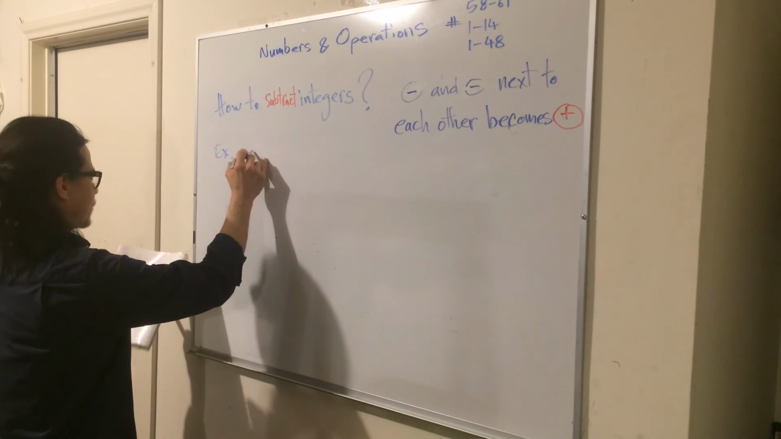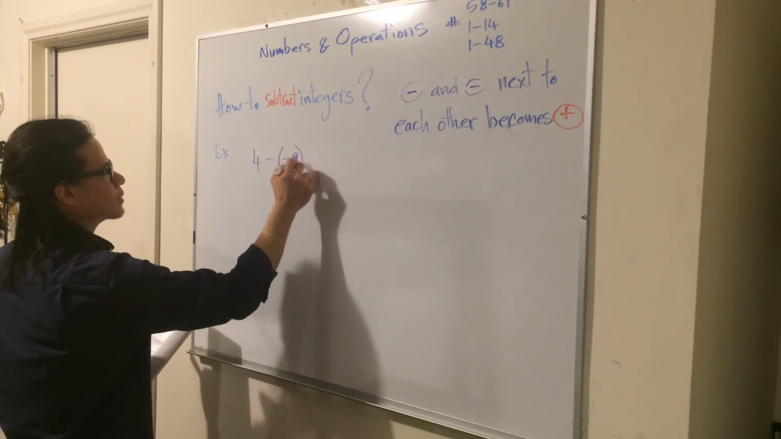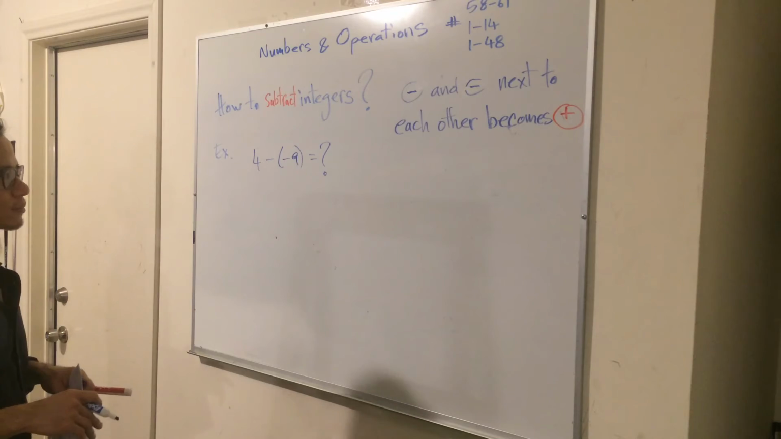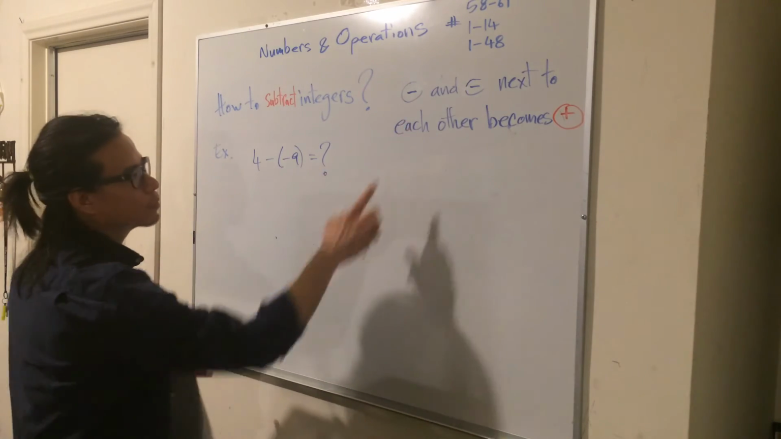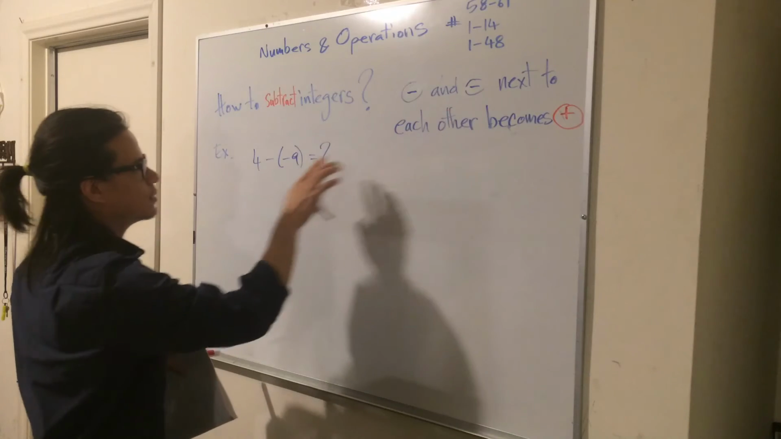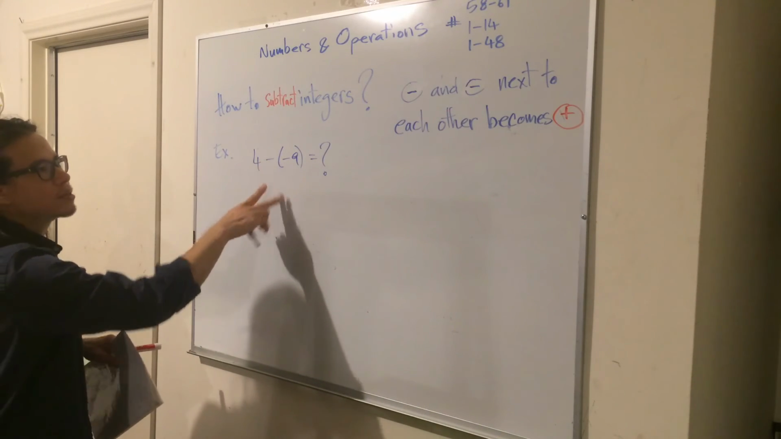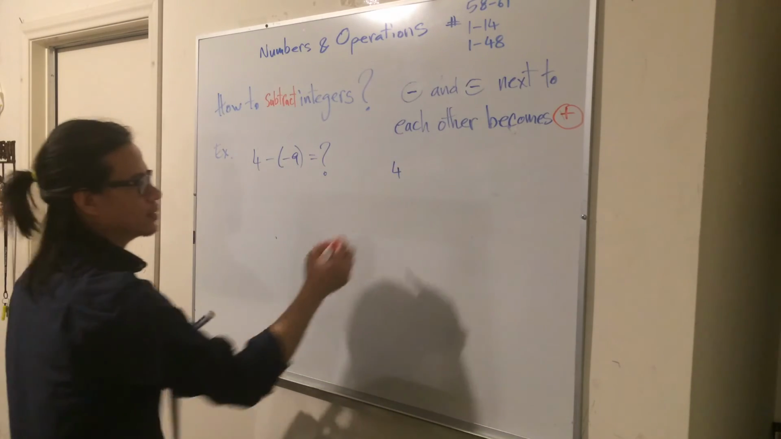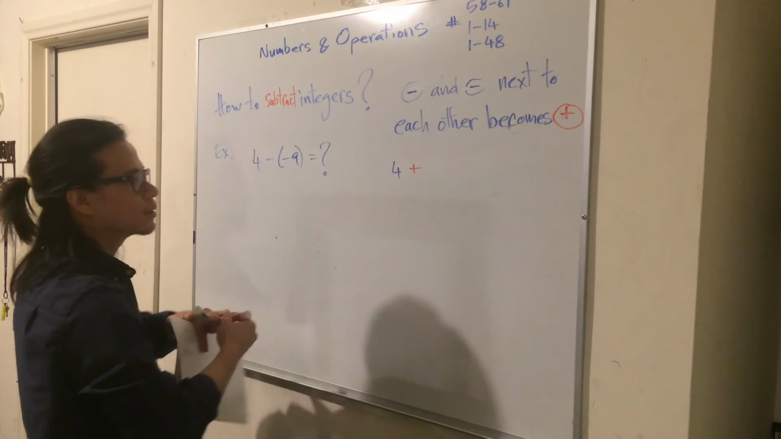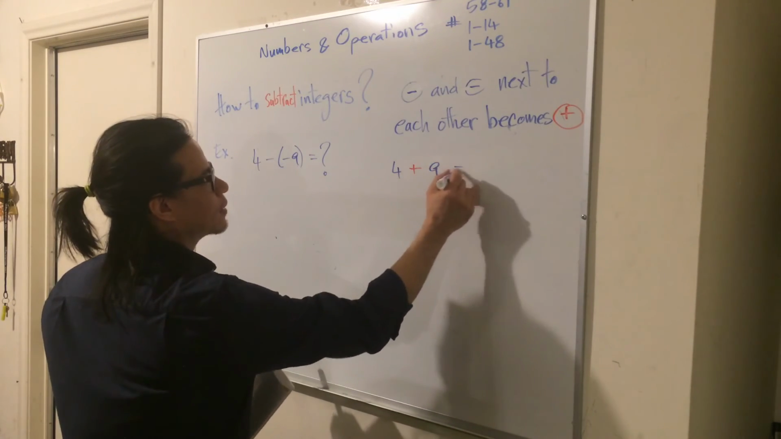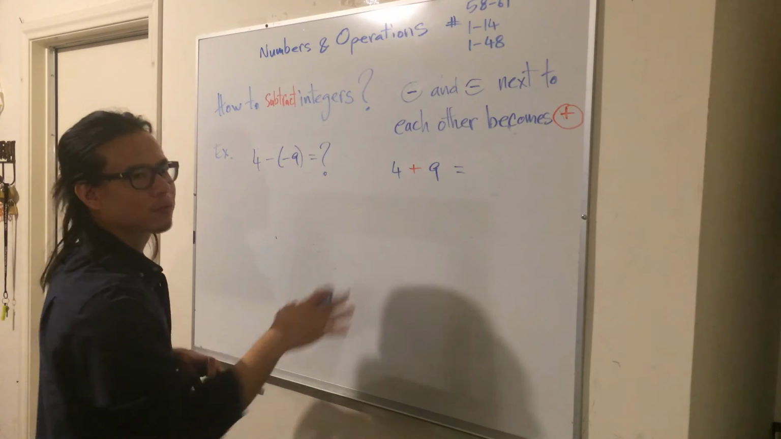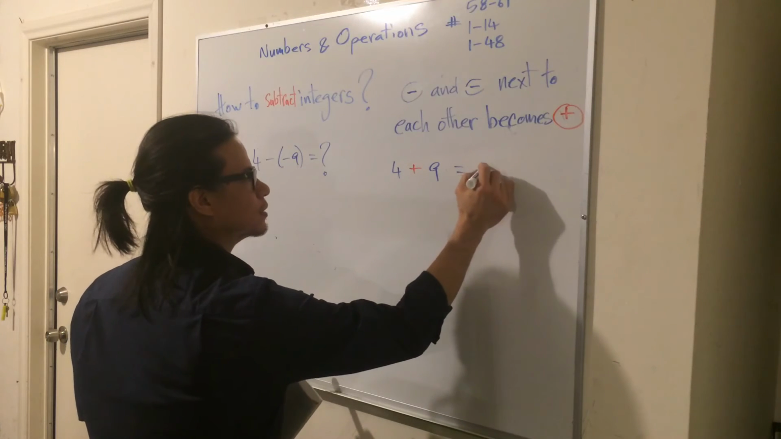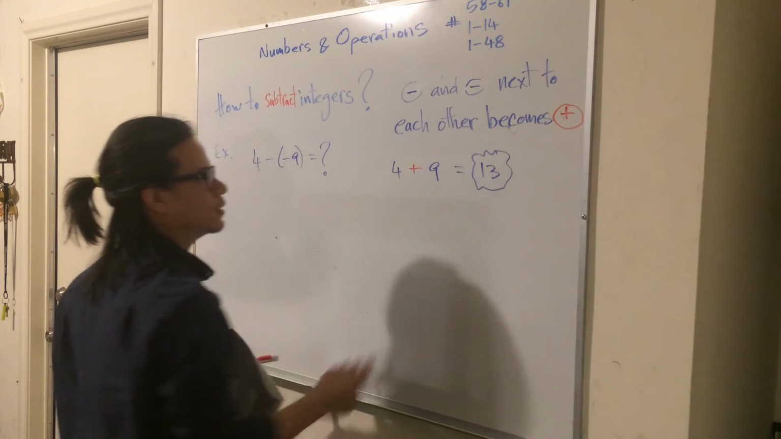So let's say 4 minus -9 equals what? Right off the bat here, our rule kicks in. You have a negative and a negative side by side, which turns into a positive. So we can rewrite this as 4 plus 9. What would you get? Straight up, 4 plus 9 gets 13, right? 13 is our answer here.